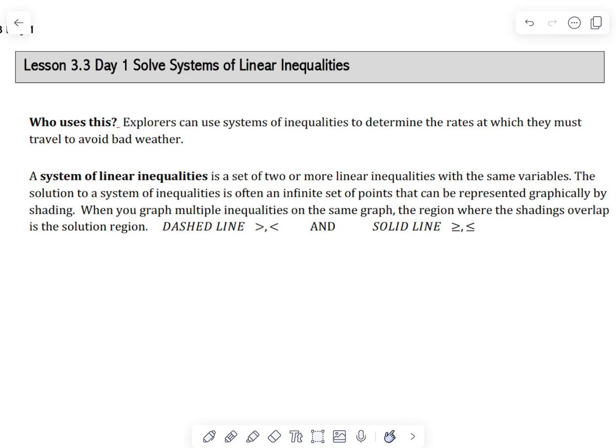So when we graph our lines, if you see inequalities with a greater than or less than, it's going to be a dashed line. If you see a greater than or equal to or a less than or equal to, it's going to be a solid line when we graph them. And we're looking to see where they overlap, and that's going to be the solution to the linear inequality system.